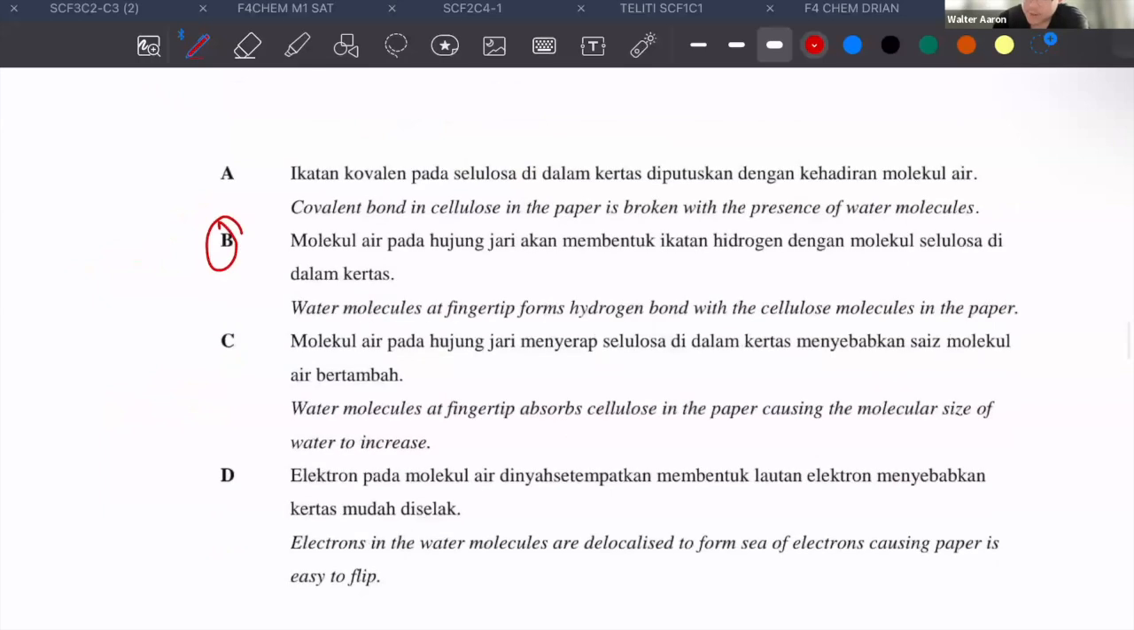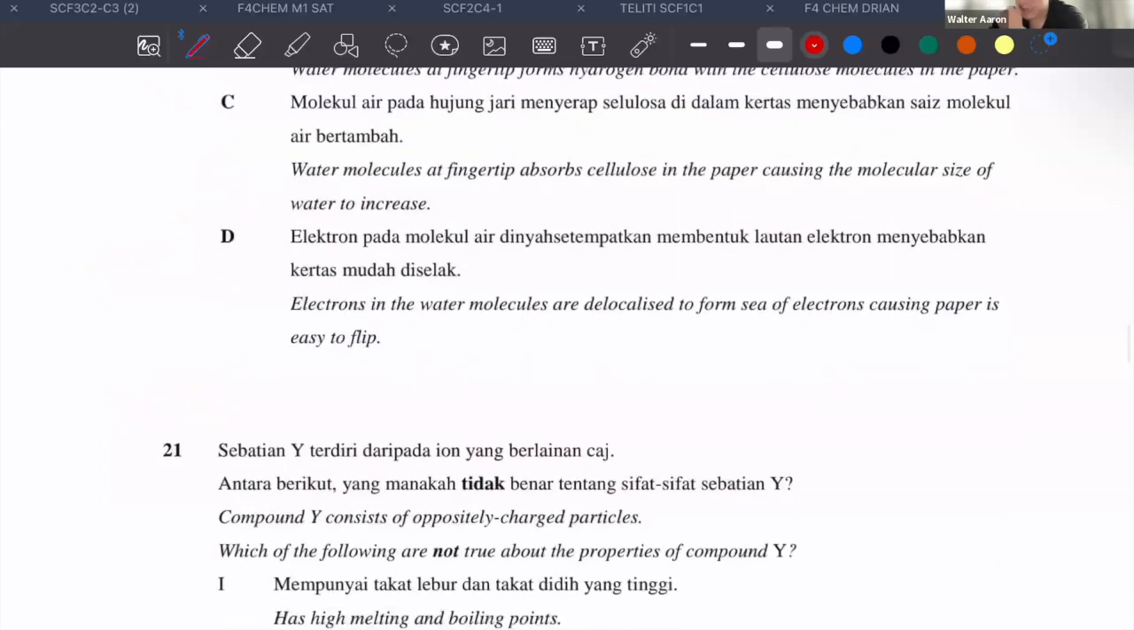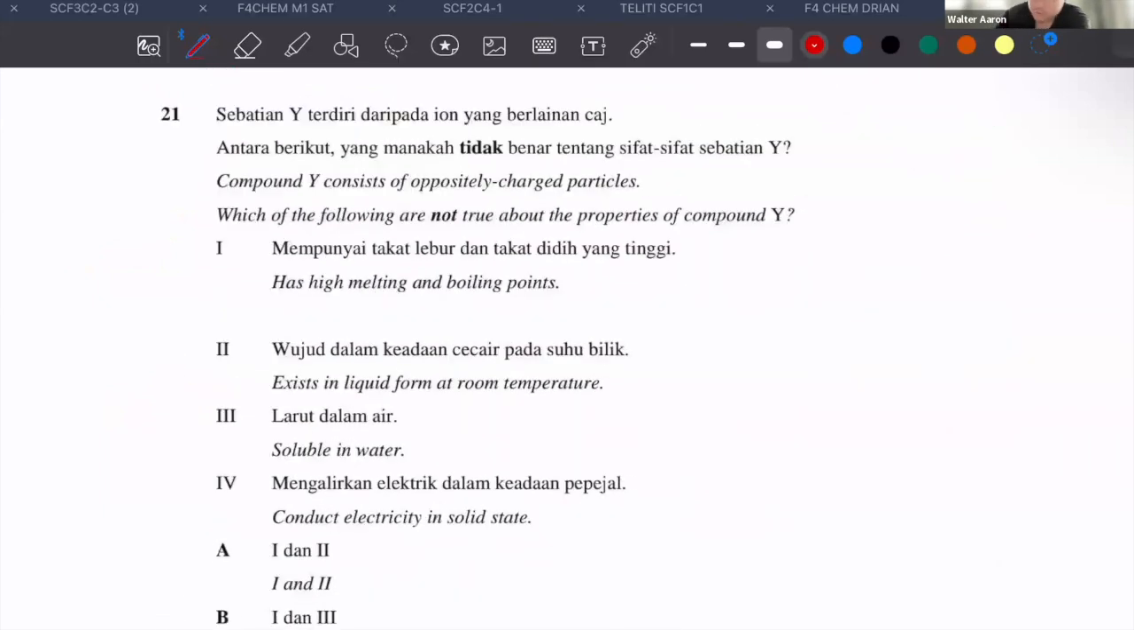21. Compound Y consists of oppositely charged particles. Which of the following is not true about the properties of compound Y? If they're referring to compound Y having oppositely charged particles, they're actually referring to an ionic compound, which consists of ions, right? Do they have high melting and boiling points? They do, right? Ionic compounds have high melting and boiling points.